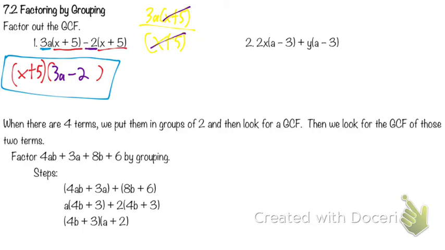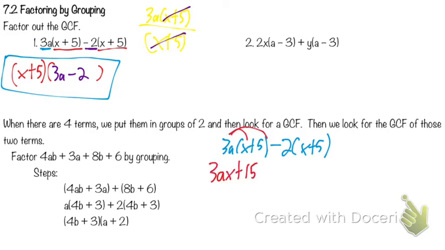So, that first part, let's say we had the 3a and x plus 5 minus 2 times x plus 5, and we were to distribute here. Well, if I distribute this 3a, we're going to get 3ax plus 15a. If I distribute this negative 2, I'm going to get a negative 2x minus 10. And that's actually already in order. Nothing can be combined.